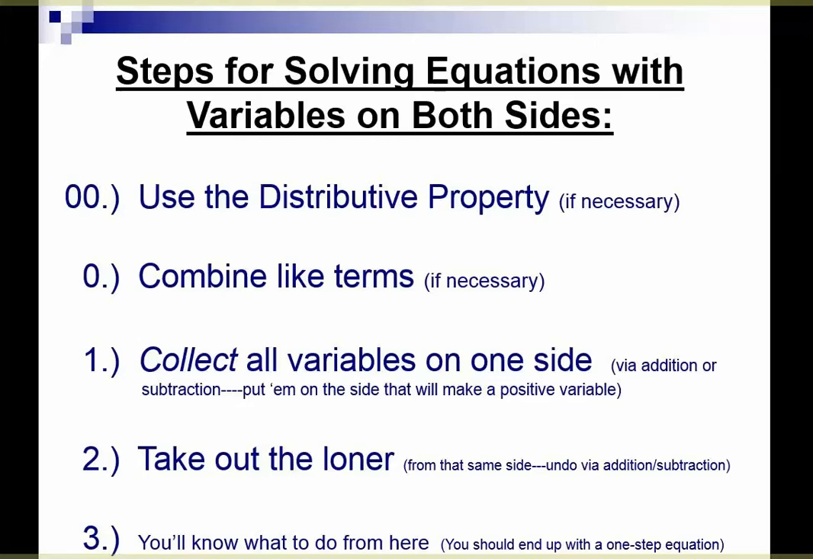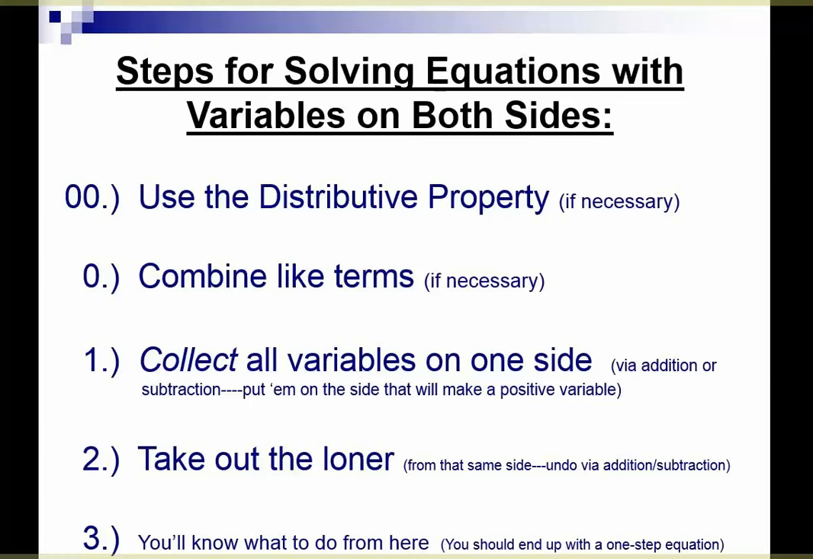And kind of like with multi-step equations, you're not necessarily going to be using all of these per se. For example, step double zero and step zero: using the distributive property and combining like terms. Sometimes that's appropriate and sometimes you don't even need to worry about that stuff. But if it is there and you need to do it, that's where you'll need to begin.